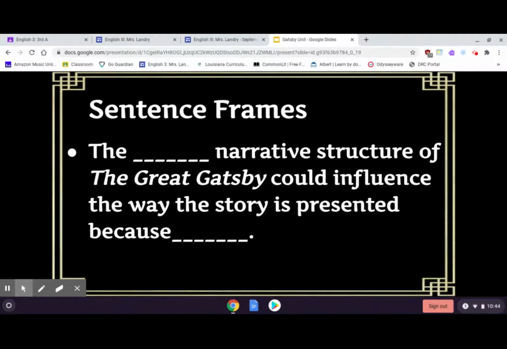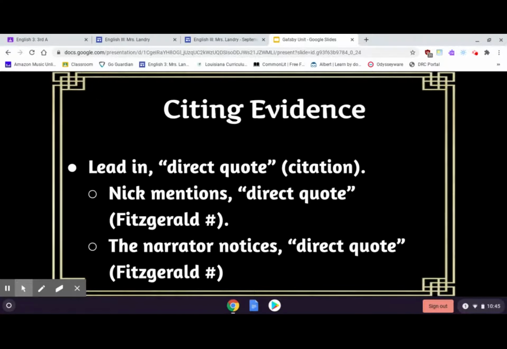If you need a sentence frame to start your first sentence: the blank narrative structure, which we've already answered, of The Great Gatsby could influence the way the story is presented because, and then you would fill in the blank with your claim. That can be the first sentence of your paragraph if you would like. Now, when you cite evidence, you need to make sure you lead it in. Say something like Nick mentions, the narrator notices. Then you would put your direct quote. Then you would have Fitzgerald, which is the author's last name, and then the page number. You always need this, so make sure you do not leave it out.